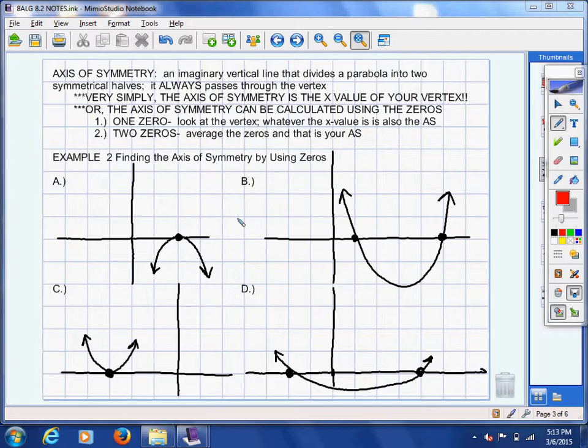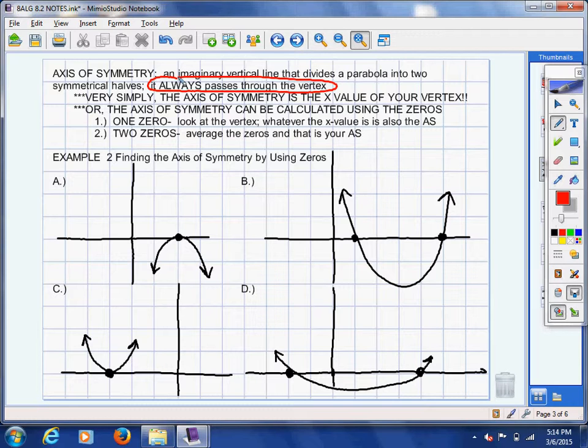You're basically splitting your parabola in half, okay? And your axis of symmetry always passes through the vertex. That's really important. I need you to get that. That vertical line always runs right through the middle of your vertex. Your vertex is the very, very center of your graph, and that is where you would fold your paper if you were trying to find that axis of symmetry, okay?